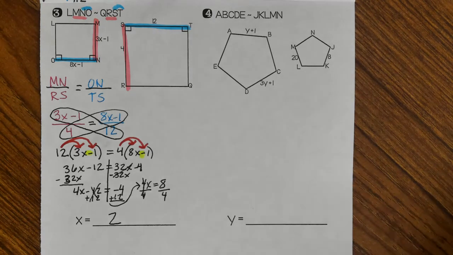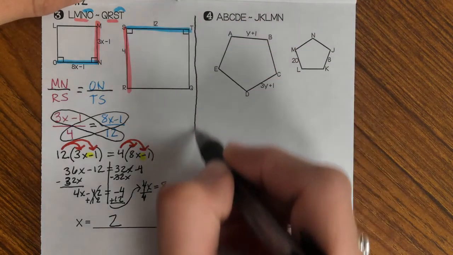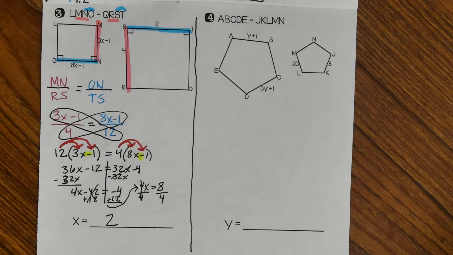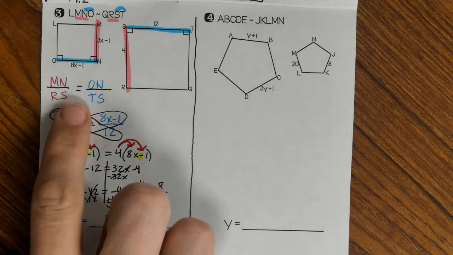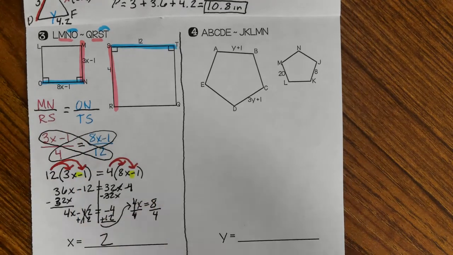Now I'm going to take a look at number 4. It's going to be the same process. We're just using a y instead. Okay? I'm going to use my colors again. I am going to do my colors though.